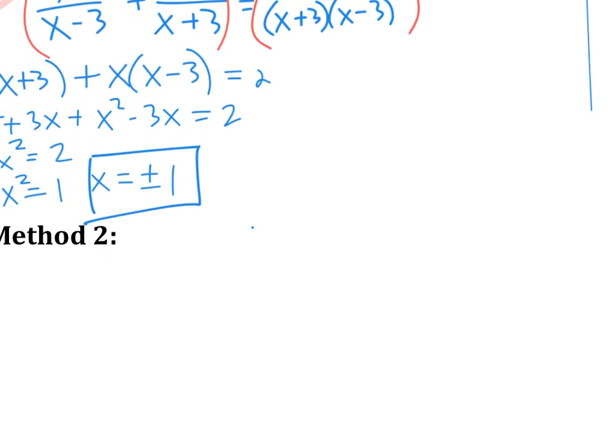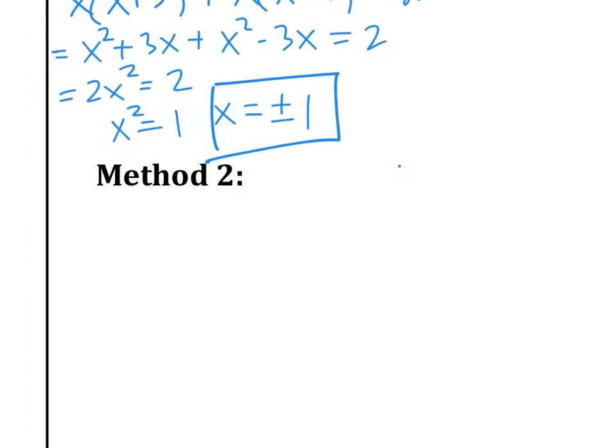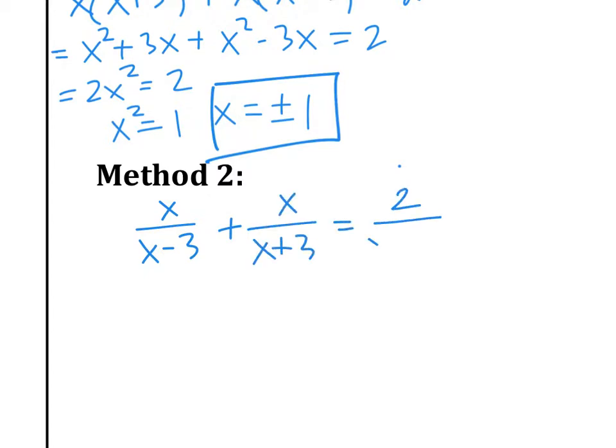Method 2 is a little longer, but you will make sure you keep the restriction with you the whole time, which is keep the fraction and don't change it. Okay, so rewriting the question again. I'm just going to write in factor form so we can look at it.